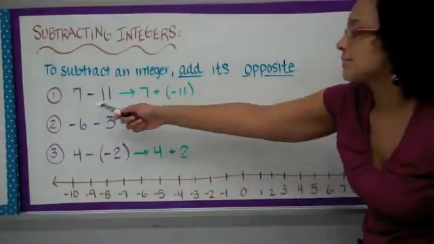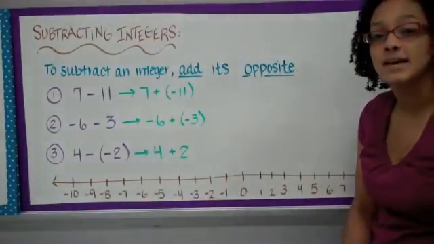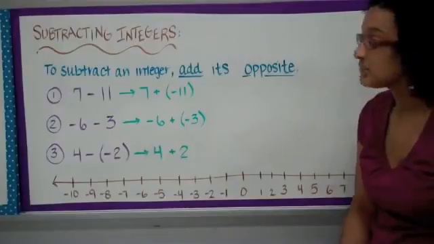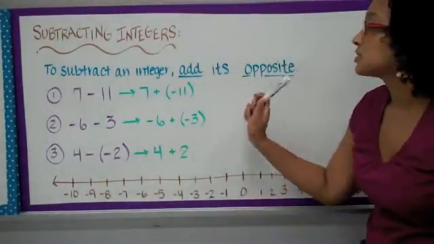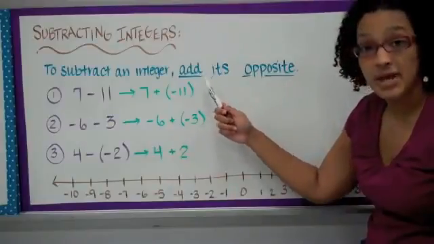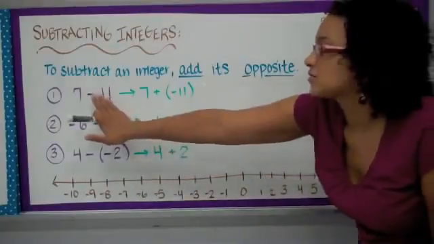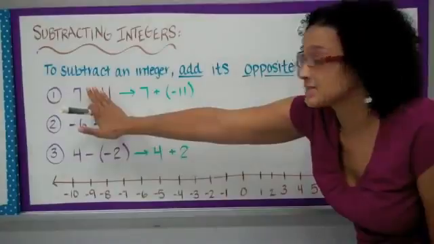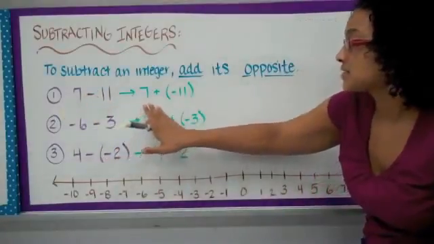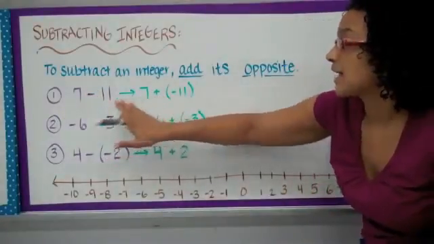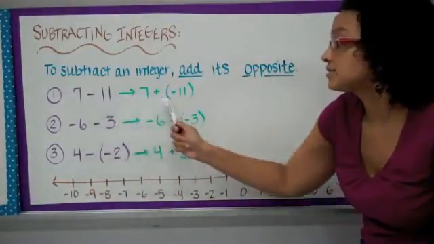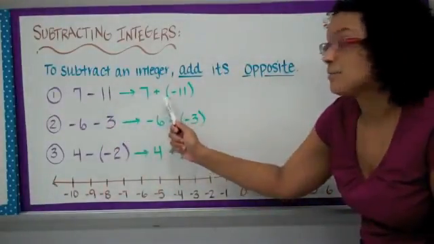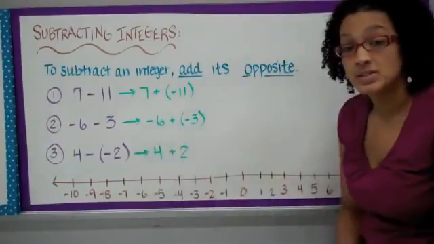So, for example, number 1, 7 minus 11. It's a subtraction problem, but for every subtraction problem, we change it to an addition problem and we add the opposite. So I'm going to take away this subtraction sign, change it to addition, and add the opposite of 11, which is negative 11. So these two problems are the same thing, but I know how to solve this one.